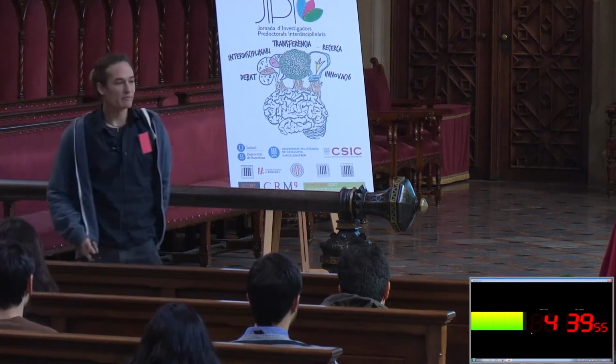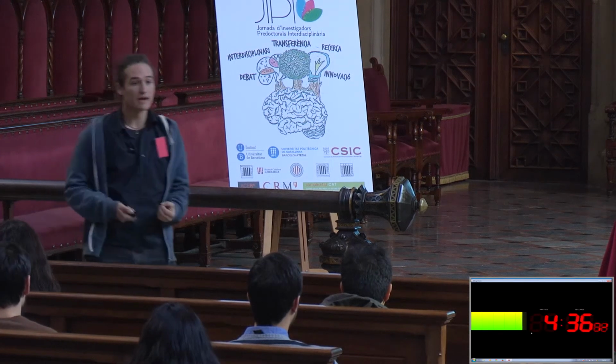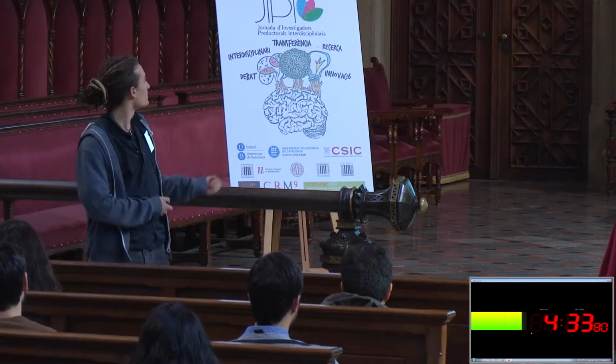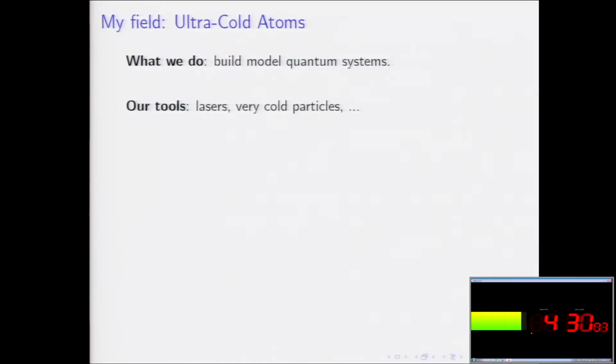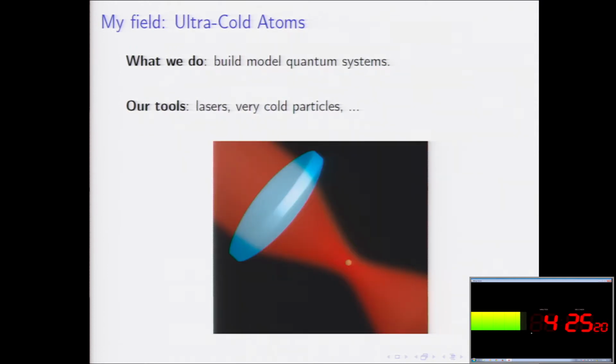So to tell you a word about my field, I work with ultra-cold atoms myself. What we do, we build model quantum systems, and our tools for doing this are lasers and extremely cold particles. Now, the reason we use lasers is that they allow us to have extremely good control over very small particles. This, for instance, is an optical tweezer that allows you to actually grab hold of a single atom and carry it around. And the reason that we use very cold atoms is that when an atom's temperature is close to absolute zero, its quantum mechanical properties become important.